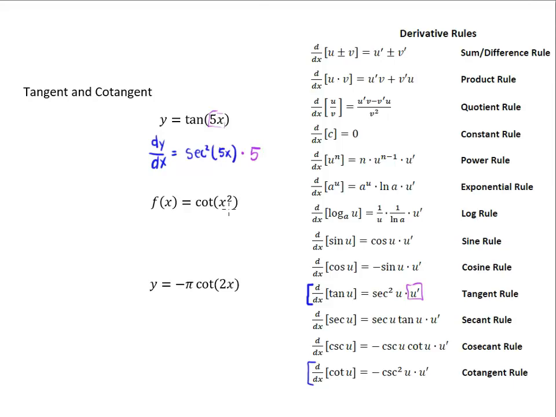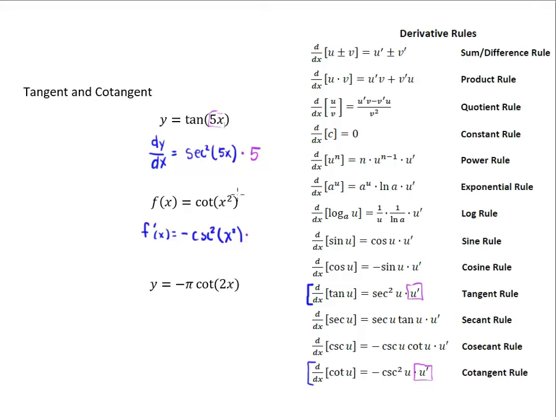We've got cotangent of x squared. So f prime of x is equal to cotangent's derivative. Cotangent's derivative is negative cosecant squared. Leave the argument just the way it is, x squared. And then we've got our friend the chain rule, and we multiply by the derivative of the argument.